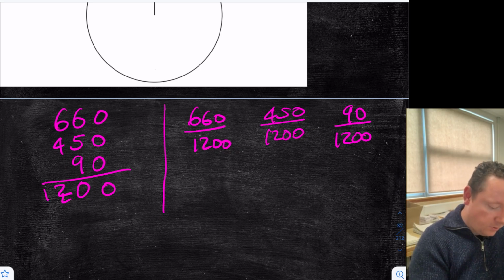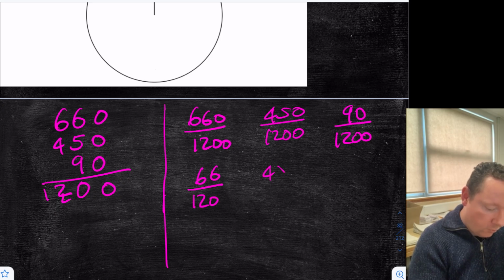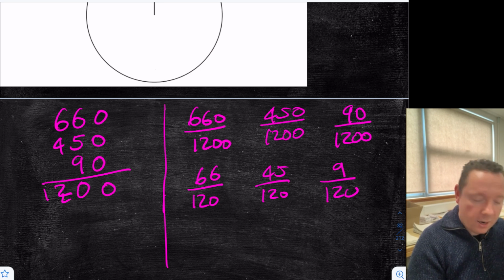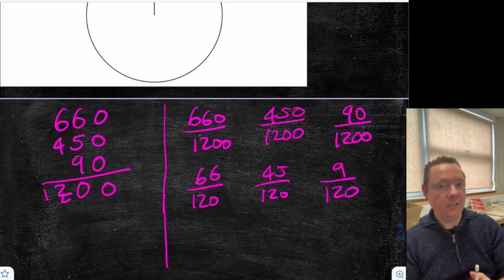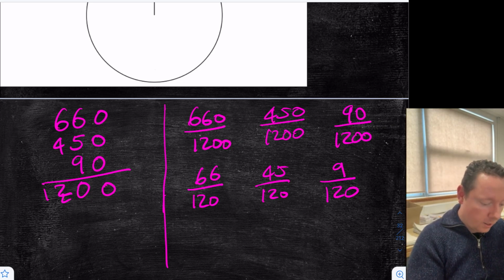So let's simplify these first though. That's 66 out of 120. That is 45 out of 120. And that is 9 out of 120. You might be wondering why out of 120 instead of just simplifying completely. Because 120 goes into 360, it's going to be easier. So for the first one, it's 66 out of 120 times 360.